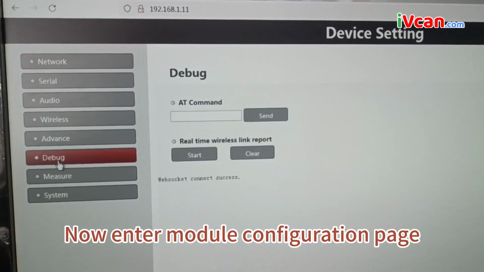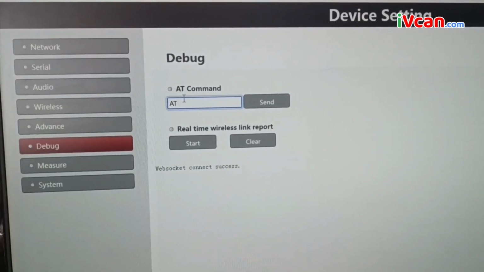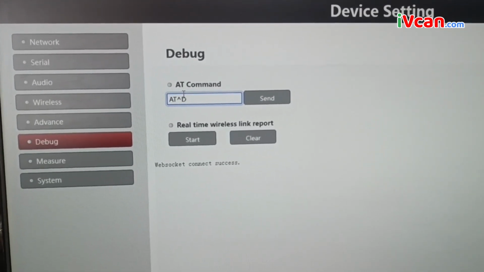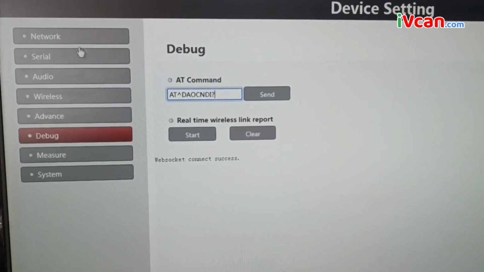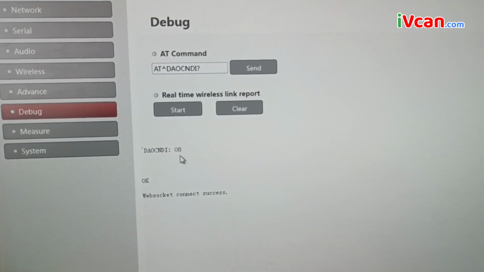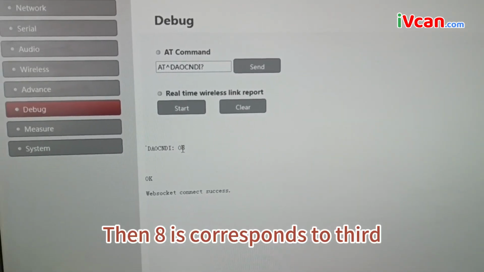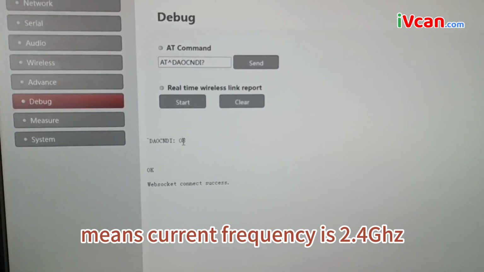Now enter the module configuration page. Let us check first. This is a hexadecimal number. Then it corresponds to third, which means the current frequency is 2.4 G.